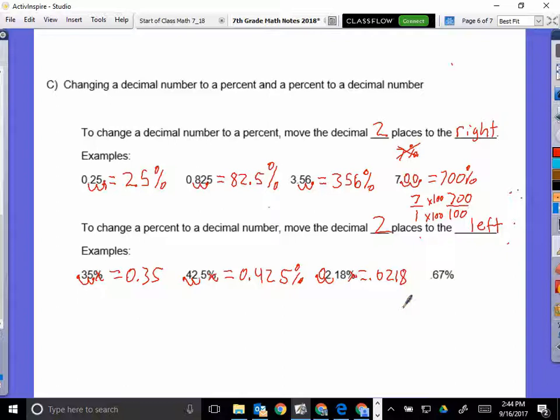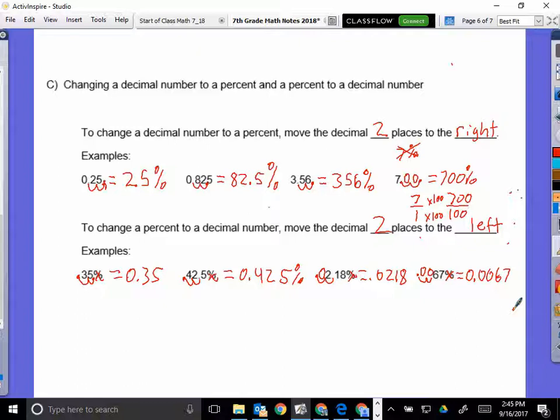All right. And last one over here, look at this. We got a very, very small percentage, a weird one, 0.67%. All right. No problem. Take that decimal 2 places to the left. Empty spaces. Get some zeros in there, guys. All right. Drop your percentage sign. Rewrite that as, let's go with 0.0067.